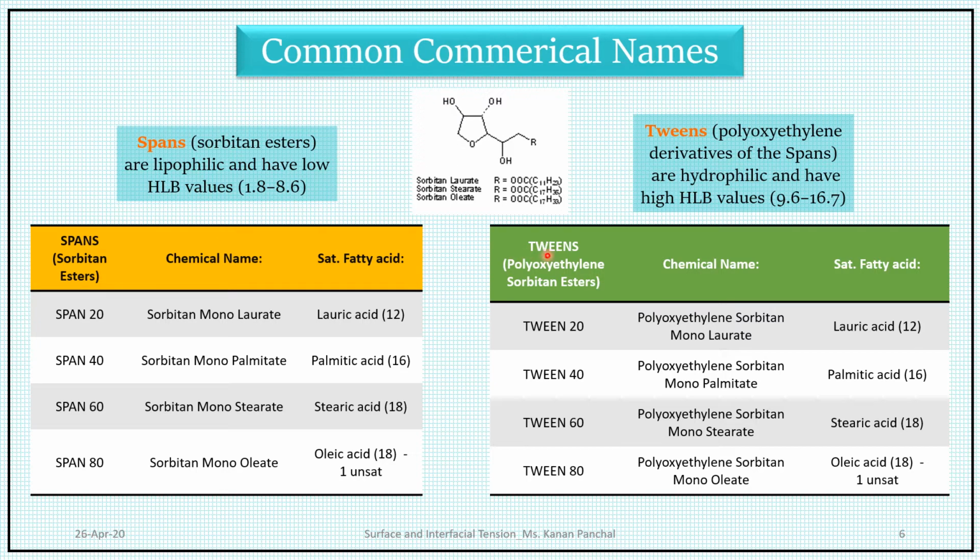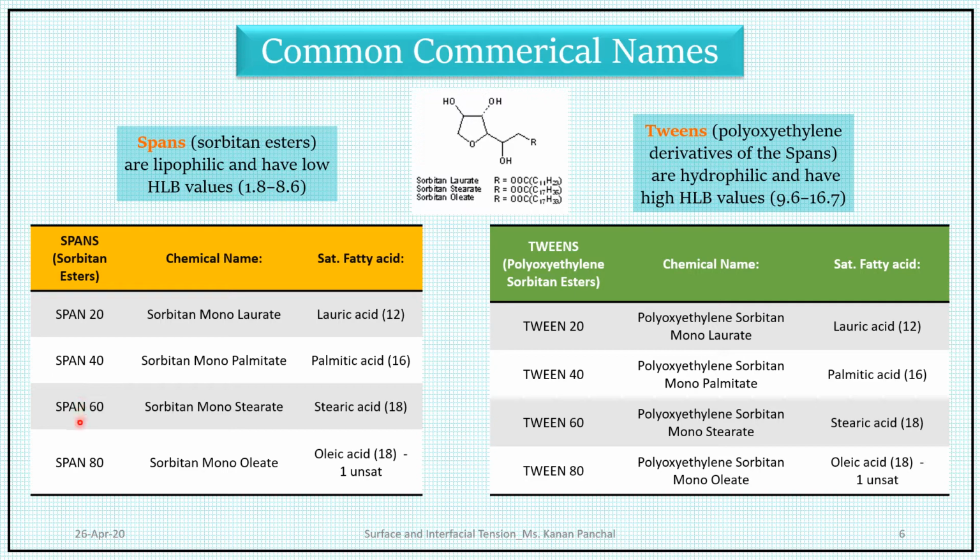Now, SPANs and TWEENs are the commercial names. Let us discuss their chemical names. Span 20 is nothing but sorbitan monolaurate. Now, this is the region marked by R, which is esterified. Since there is only one esterification happening, it becomes a monoester. Hence, it is sorbitan monolaurate. Now, Tween 20 becomes the polyoxyethylene derivative. So, this part of the nomenclature remains the same. Only the addition will be of polyoxyethylene. So, Tween 20 chemically is known as polyoxyethylene sorbitan monolaurate.